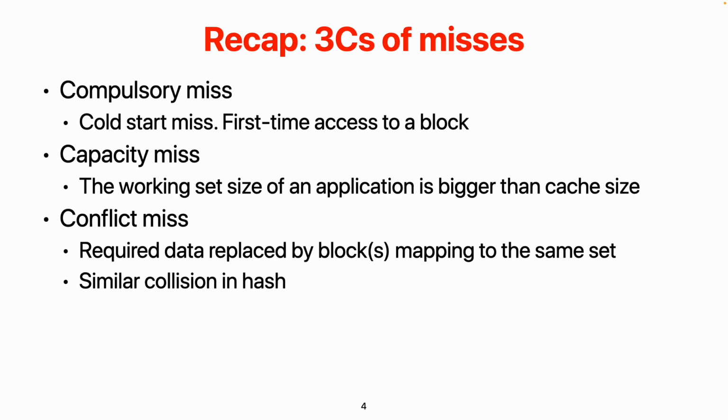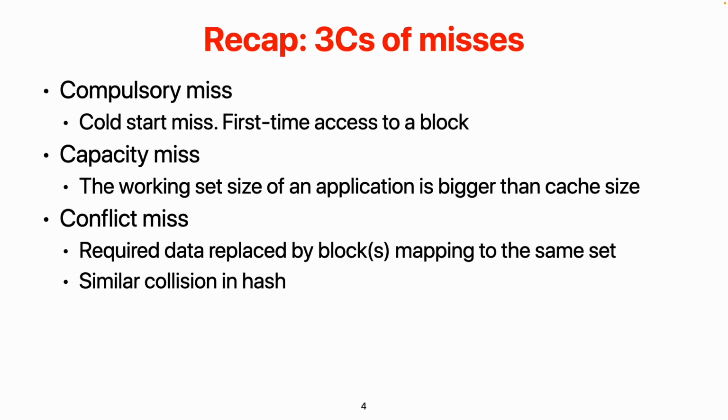So the window period varies. That's why I don't give a very good definition of the working set size, because it's actually case by case, scenario by scenario. You cannot really have just one definition that fits all. And conflict misses means that if there is a miss that is not a compulsory miss and also not a capacity miss, it must be a conflict miss.